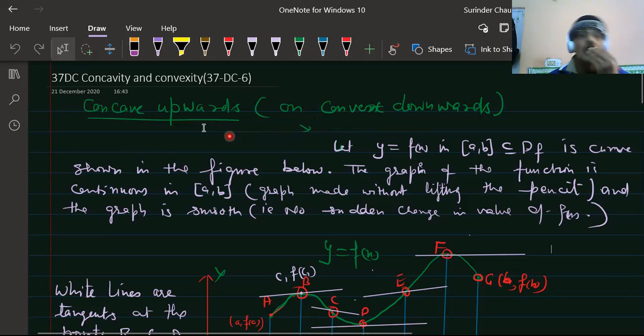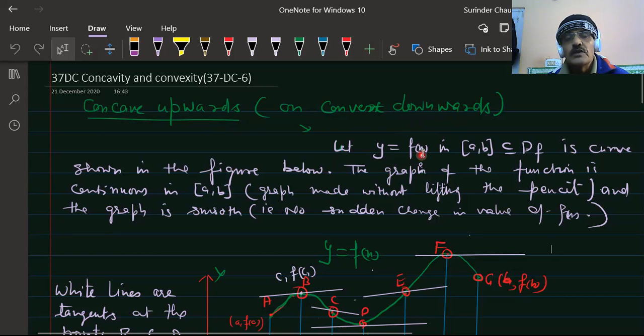So we'll study only one of these; the other will be vice versa. We'll study the interval in which the curve is concave upwards. Concave upwards means we are studying convex downwards. So we'll study one, and the remaining will be convex downward, and we'll also study the point of inflection. So let's first understand what is concave upwards or convex downwards.